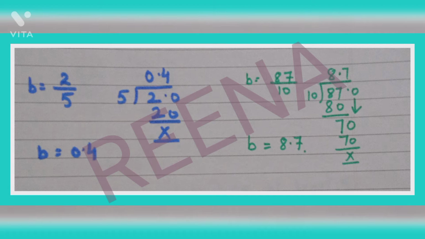Let's take two more examples. The first one is 2/5. When I change it into decimal form, it will become 0.4, and 87/10 will become 8.7. Now you can check that the last two have different denominators. Here I have 5 and 10, and 10 has two factors, 2 and 5. I can keenly observe that in the previous questions I had denominators 3 and 7, and here I have denominators 2 and 5.